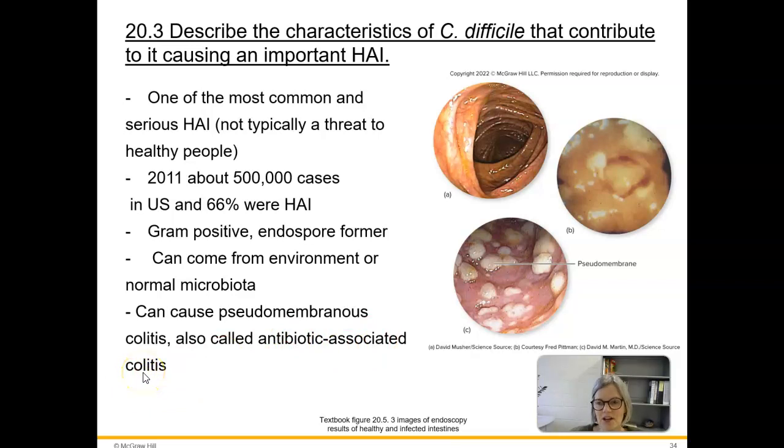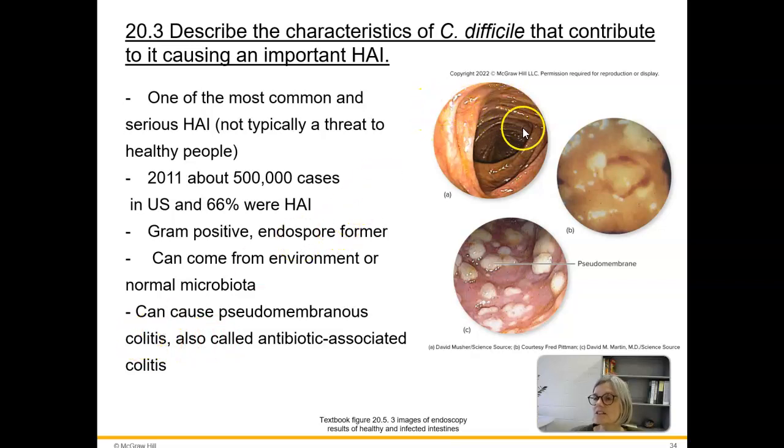So how do you get it? Antibiotic-associated colitis. I think we talked about this a little earlier this semester. When a patient is on antibiotics, you deplete some of the good bacteria in the large intestine. Some of these normal microbiota or environmental C. difficile bacteria can overgrow. They might not be as sensitive to the antibiotics, and so they overgrow and they cause an infection in the intestines, which results in really bad diarrhea. But what it can do is cause this pseudomembranous colitis.